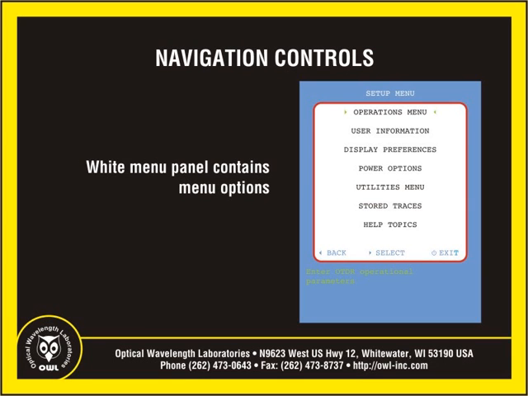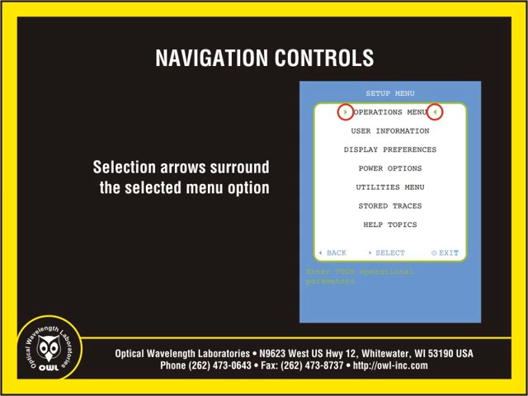Before covering the miscellaneous settings, it would be helpful to cover the basic navigation controls in the OWLTrek menu system. Menu options and navigation controls are listed in a white menu panel. Green arrows surround the currently highlighted menu option. Below the white menu panel is a description of the highlighted menu option.